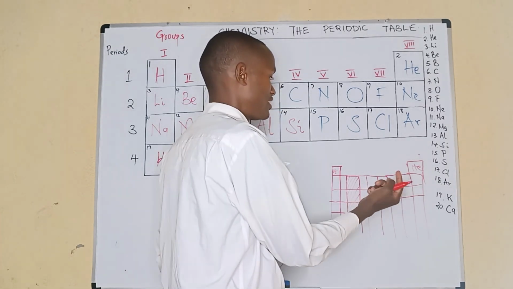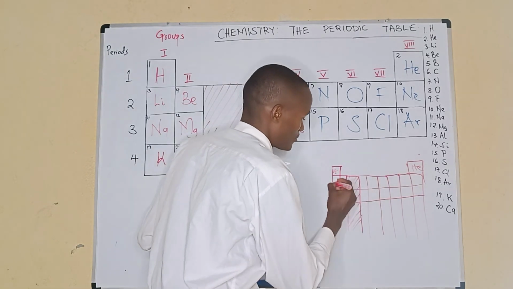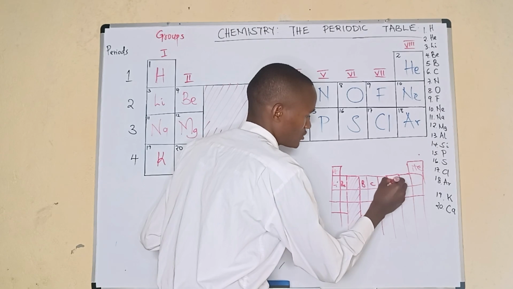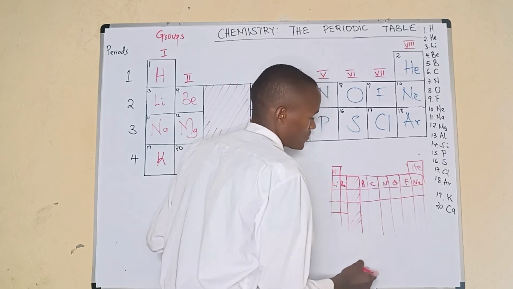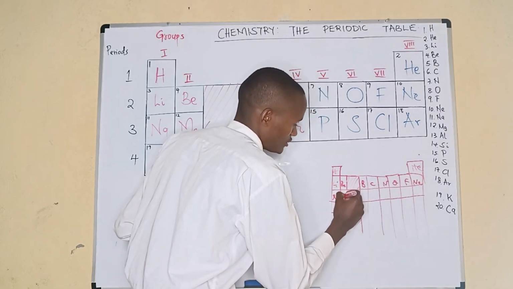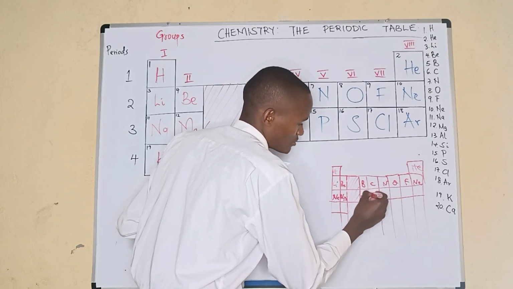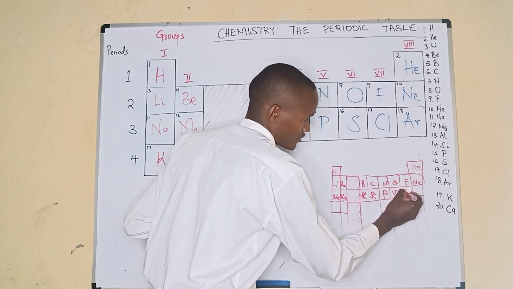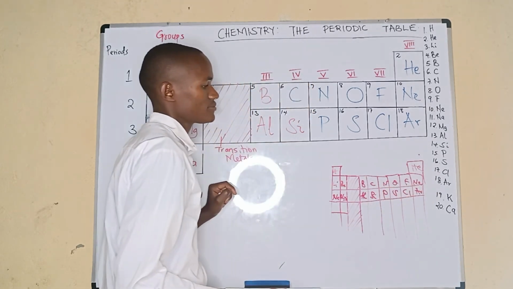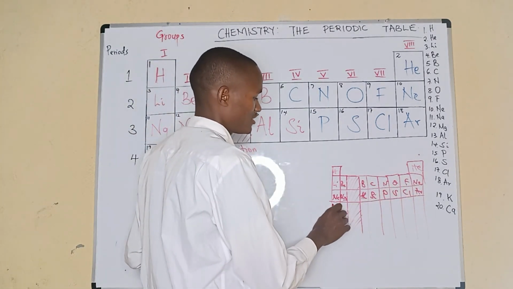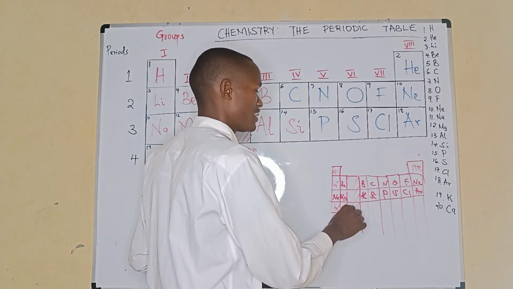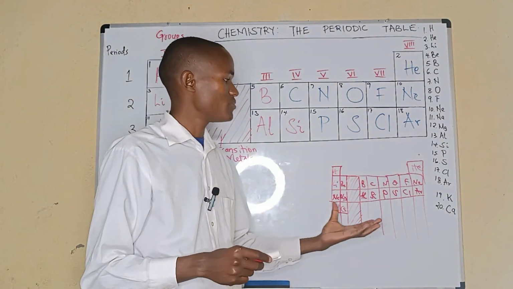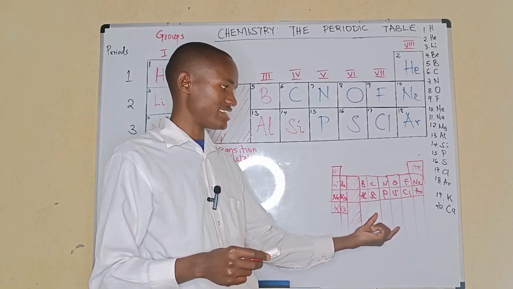Let us now map it. Map it again. Hydrogen, helium, lithium, beryllium, boron, carbon, nitrogen, oxygen, fluorine, neon, sodium, magnesium, aluminium, number 13, number 14, silicon, phosphorus, 15, 16, sulfur, chlorine, argon. After argon, we have potassium, calcium. Yes, and it is done. As simple as that. Mapping our elements on a periodic table or on this grid.